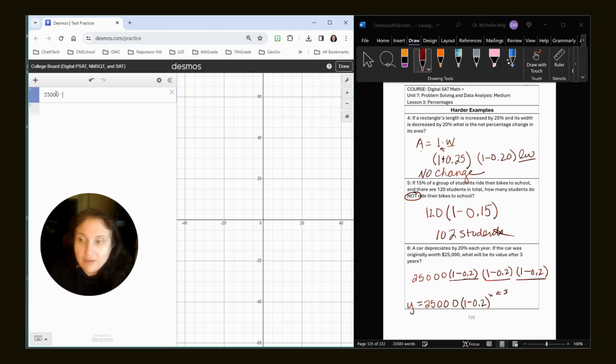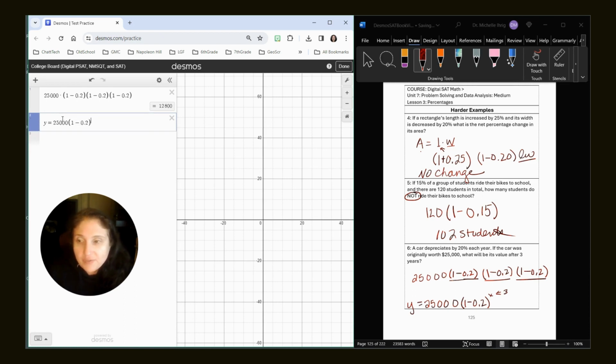So I've got the 25,000 initial, and I'm going to multiply that by the 1 minus 0.2. And then I have to do it for year 2, 1 minus 0.2. And then I have to do it for year 3, 1 minus 0.2. And we get 12,800.